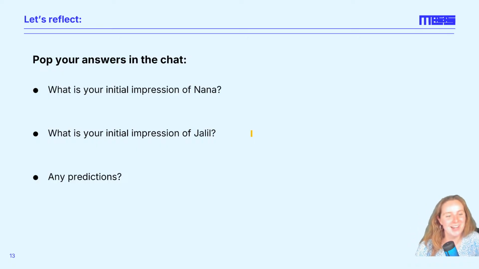I saw a mention of Rashid, but what do we think Mariam's life is going to be like? What do we think her relationship with her parents is going to be like based on this initial presentation? Do we think she's ever going to see Jalil in a different light or Nana in a different light based on this very, very beginning of the text?